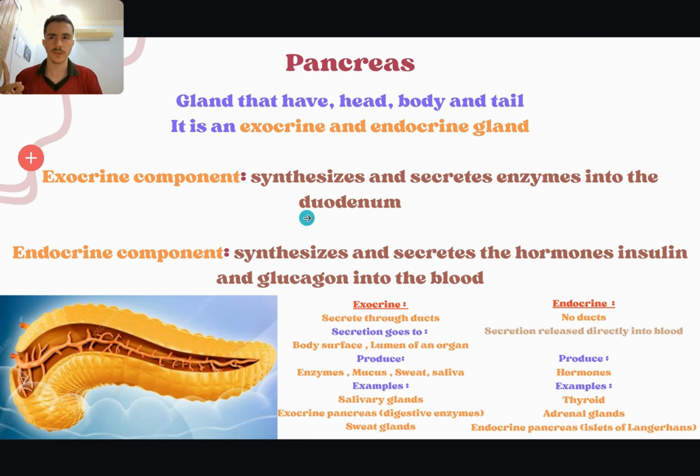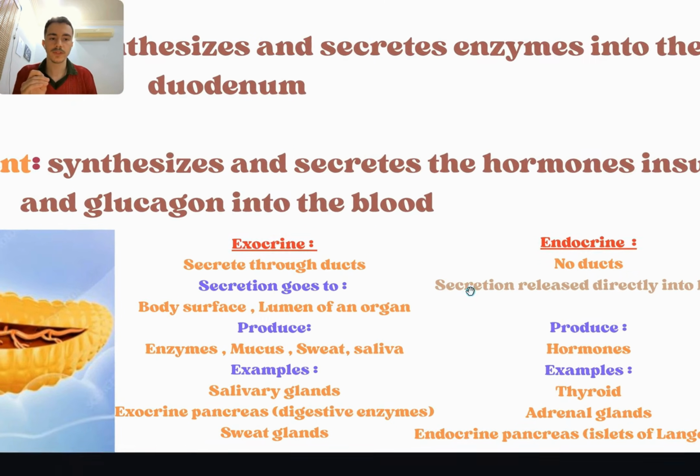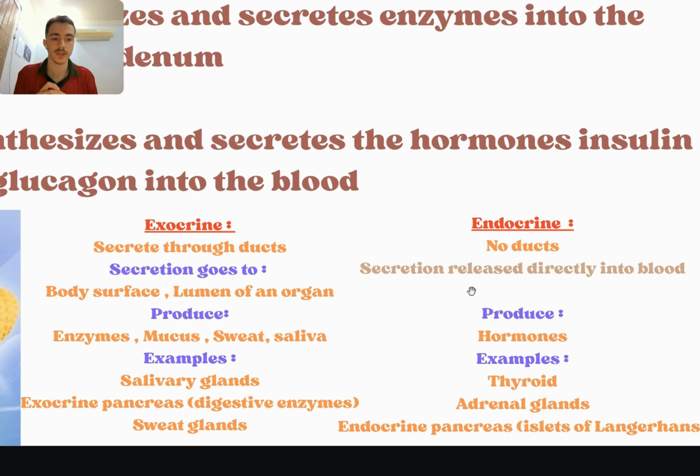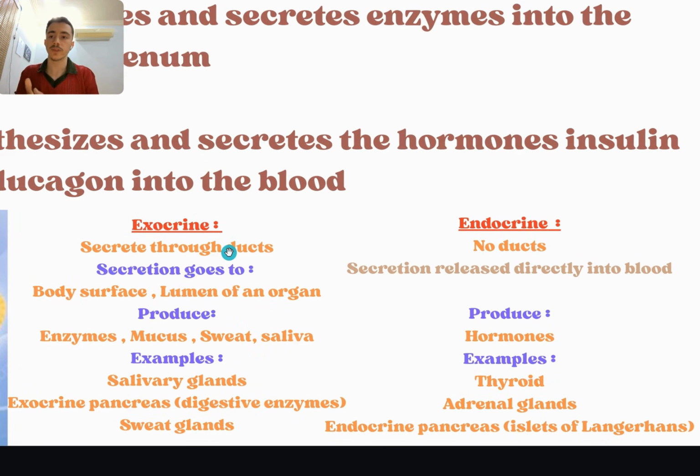So what is the difference? As you can see here, to the duodenum. Duodenum is an organ. To the blood directly. That's why I brought this one here. It's a very good thing to appreciate, guys. As you can see here, endocrine, exocrine.